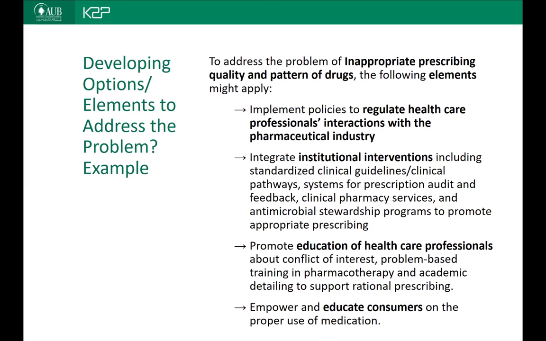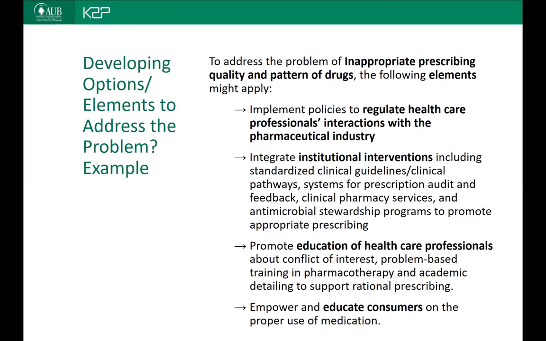As an example, the inappropriate prescribing, meaning the prescribing quality and patterns of drugs, has been addressed by the current policy options identified in the Lebanese context. Number one was to regulate the healthcare professionals' interaction with the pharmaceutical industry, which is a system-level solution. The second one was integrating institutional interventions, including standardized clinical guidelines, clinical pathways, and systems for prescription audit and feedback. This is an institutional level solution.